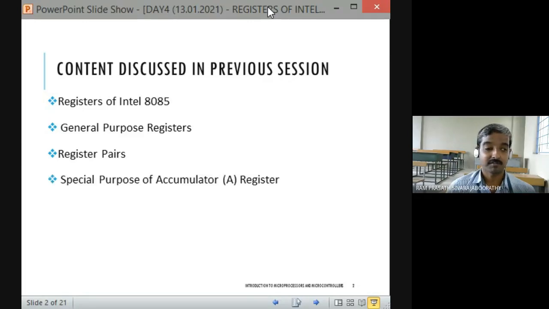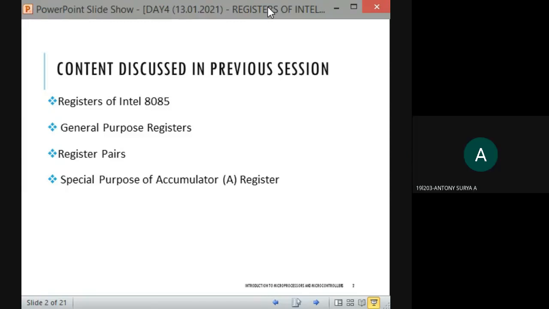Then we looked at the special purpose of the accumulator register. There are 3 special functions. Can you say them? You can unmute and say. If typing is difficult, you can unmute and speak. Don't hesitate to unmute and speak. Your friends are only here.